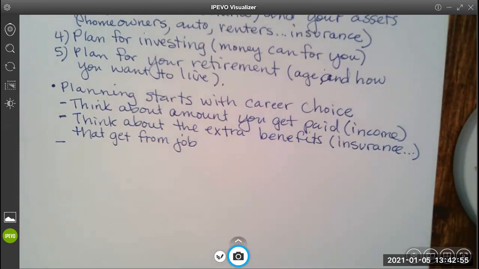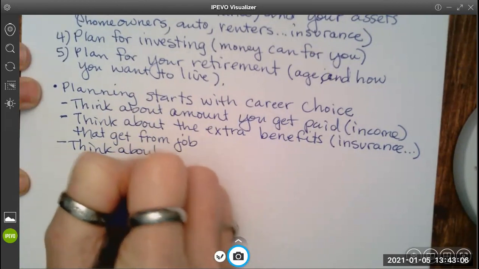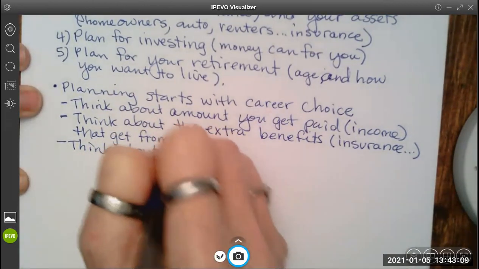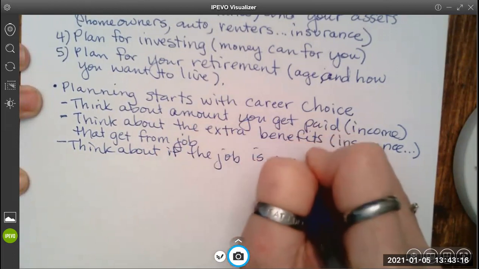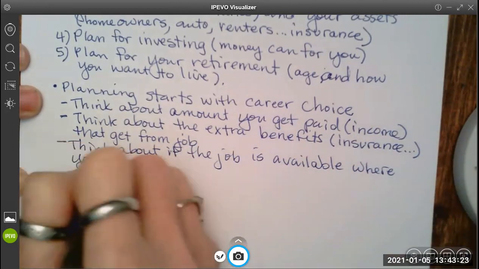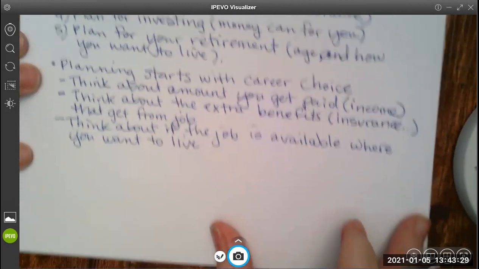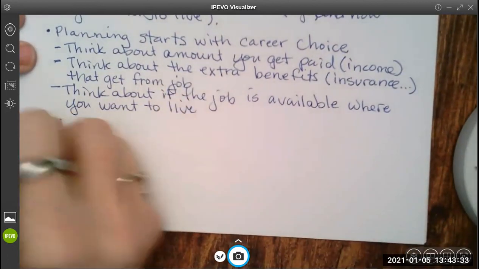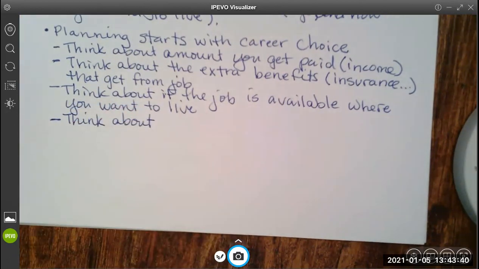Another thing you need to do is you need to think about if the job is available where you want to live. Okay. You need to think about how much extra training or education you need.